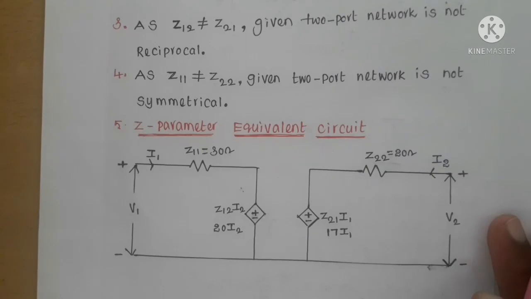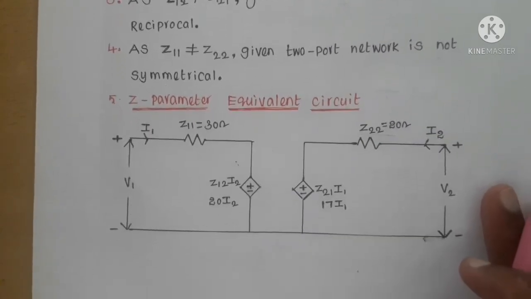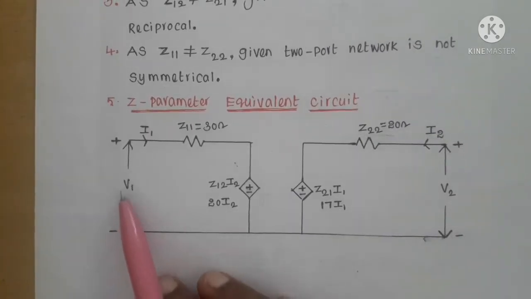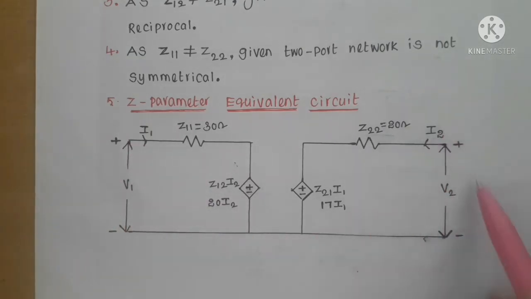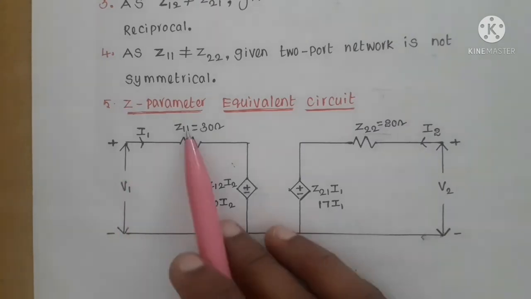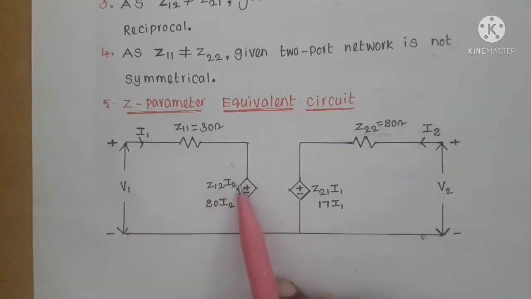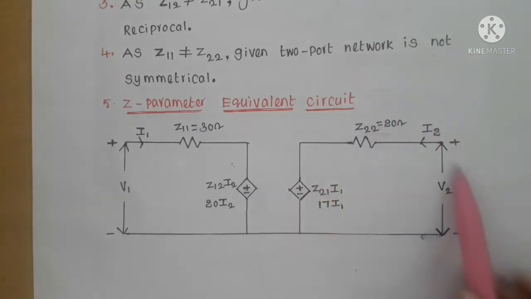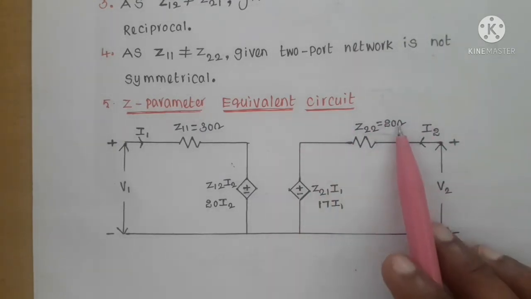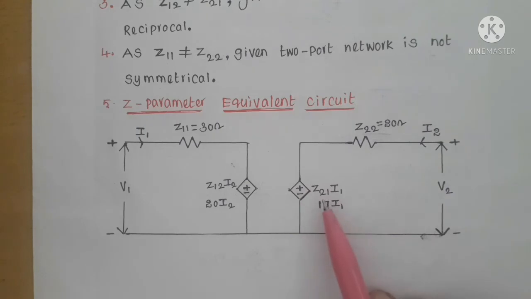Next is the Z parameter equivalent circuit. So this is the Z parameter equivalent circuit. V1 and I1 are the port 1 voltage and current, and V2, I2 are the port 2 voltage and current, and V1 equal to Z11 I1, where Z11 equal to 30 ohms, plus Z12 I2. So this is the dependent voltage source whose value is Z12 I2. Here it is 20 I2. Similarly, on the port 2 side, Z22 is 20 ohms, and here this is a dependent voltage source whose value is Z21 I1, where Z21 is 17 I1.